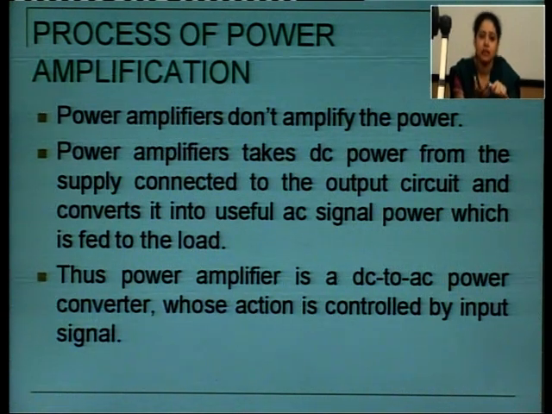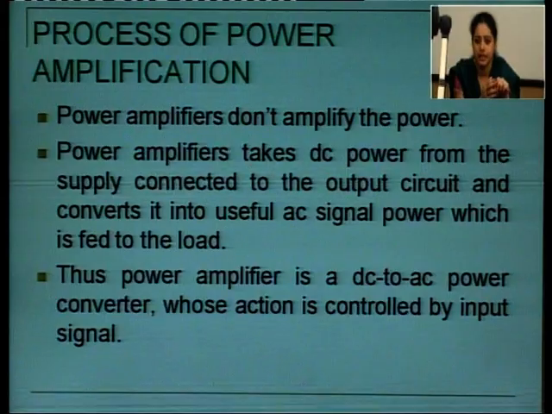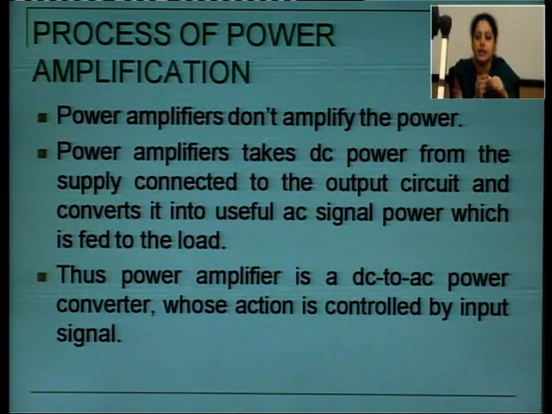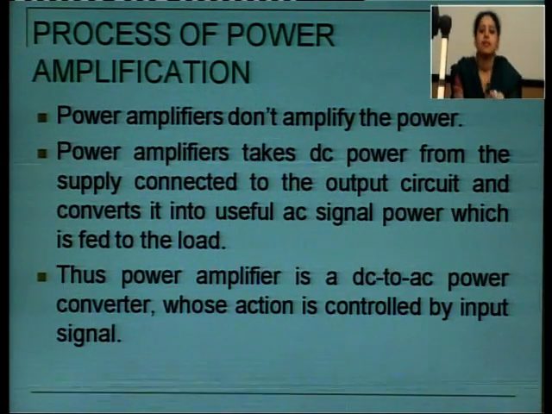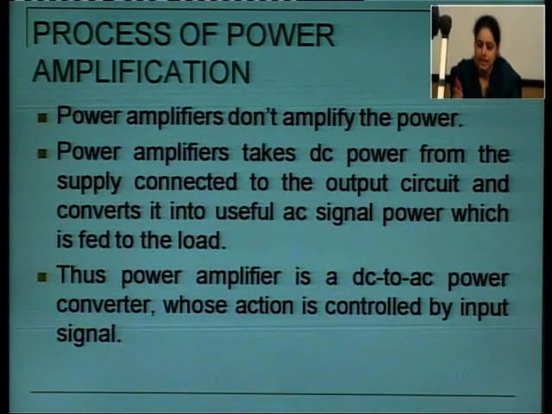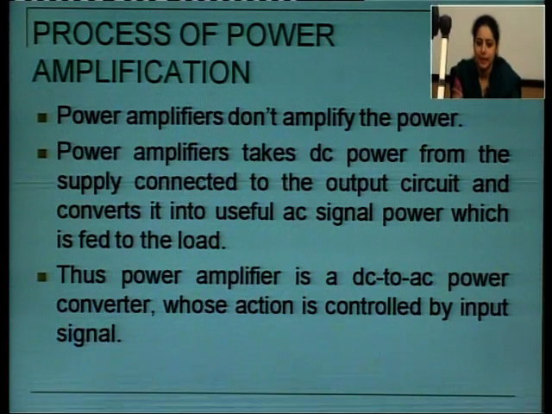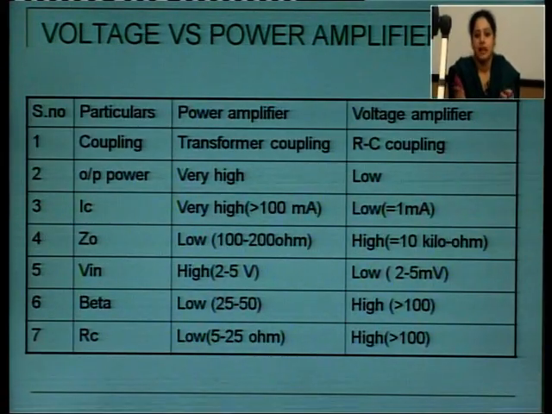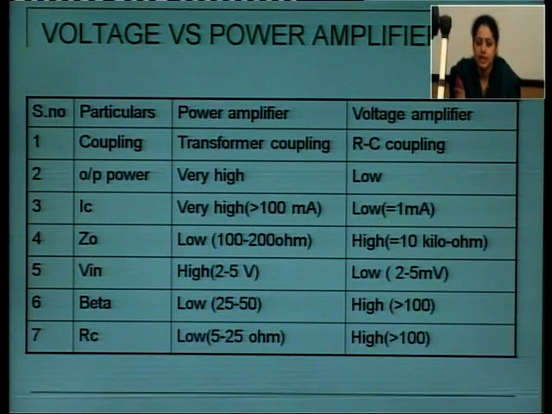That DC supply voltage is provided to the circuit in the form of VCC. This supply is converted into the AC signal by the power amplifier through a connection to an output circuit. Thus, the power amplifier is a DC to AC power converter whose action is controlled by the input signal. The conversion is done by the power amplifier, but the working of this conversion is controlled by the input signal. So now, after a brief idea about the power amplifier and the voltage amplifier, we can look at the differences between a power amplifier and a voltage amplifier.